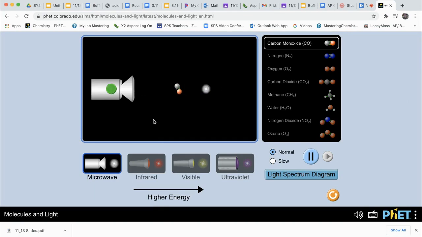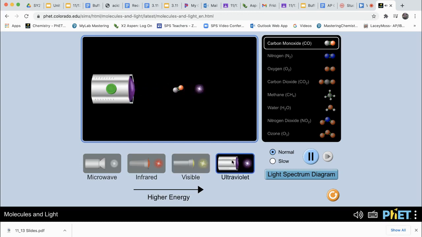Well, look at that. The molecule starts to rotate when it absorbs microwaves. Let's try infrared radiation. With infrared, the molecule seems to be vibrating if it absorbs infrared radiation. With visible light, nothing happens. UV light, again, nothing happens. The molecule does not absorb visible or ultraviolet light.